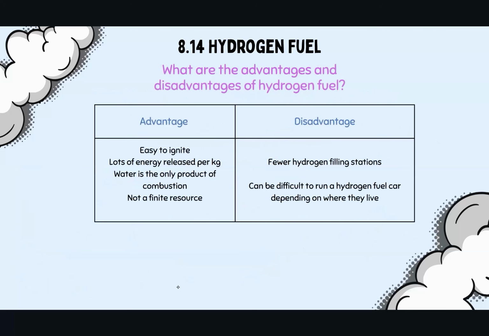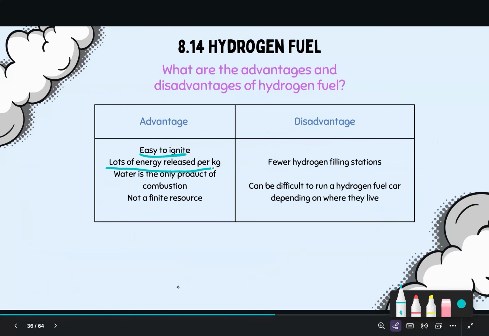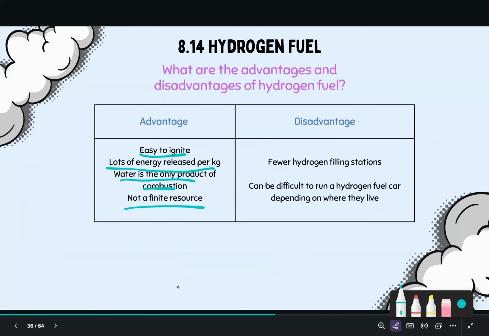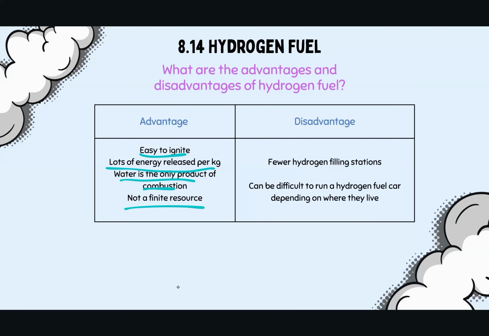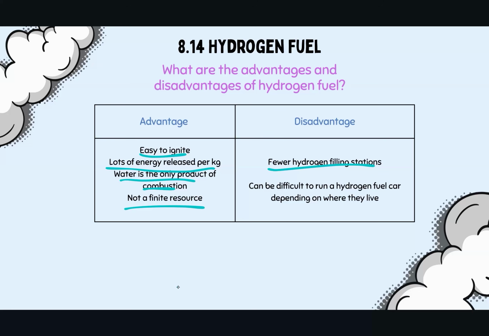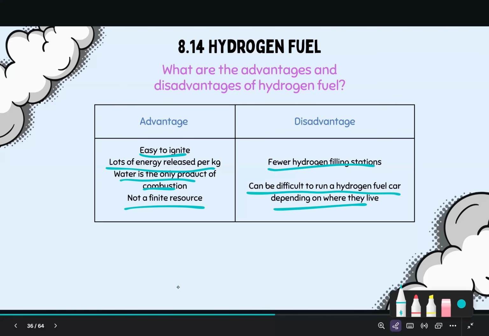Okay, so advantages and disadvantages of hydrogen fuel. It's easy to ignite. Lots of energy is released per kilogram. Water is the only product of combustion. It's not a finite resource. Now, a disadvantage, there's not many hydrogen filling stations. In fact, it's unlikely anyone that's currently watching this has ever seen a hydrogen fuel station. They are not common. And it can be difficult to run a hydrogen fuel car depending on where a person lives.